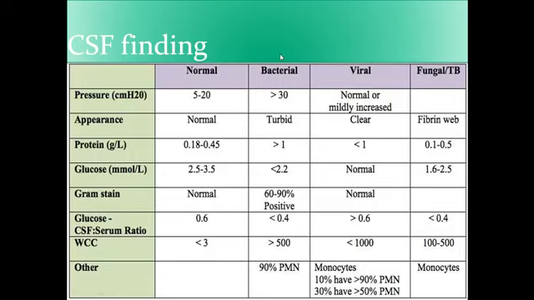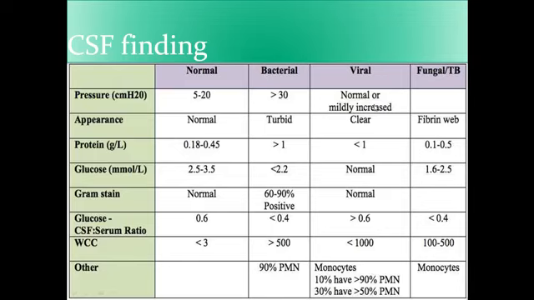And if meningitis is due to a bacterial cause, pressure increases, appearance will change to turbid, protein will be increased, and glucose less than 2.2. Glucose will be less. Gram staining performed, we can find 60-90% of cases positive, and glucose CSF ratio is less than 0.4. White cell count in bacterial will be very, very increased. That is, 90% polymorphonuclear cells will be found in case of bacterial.